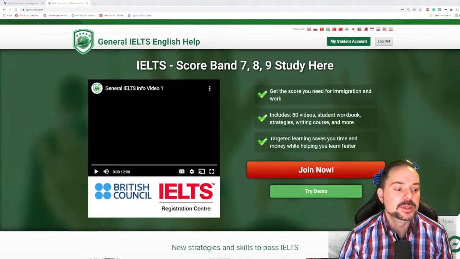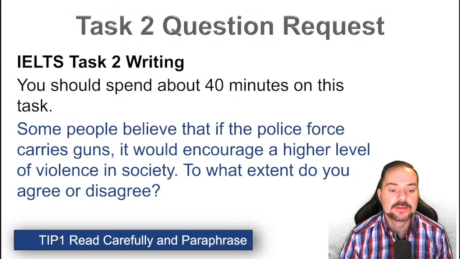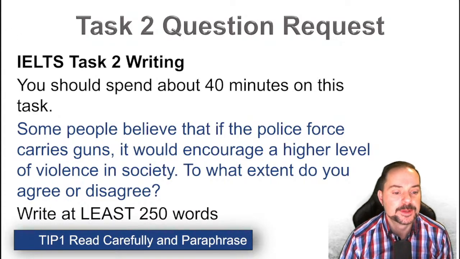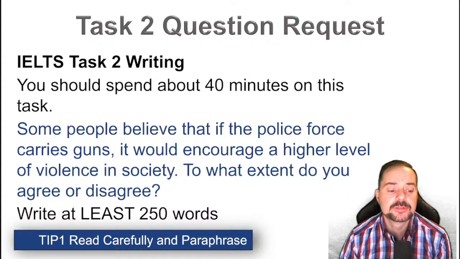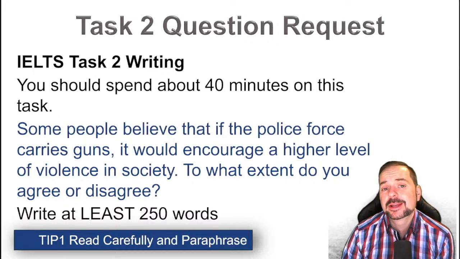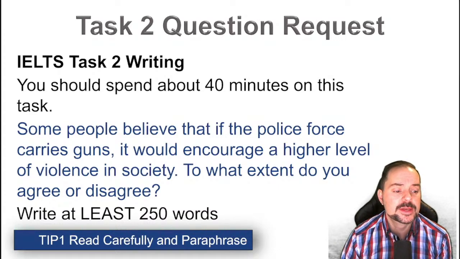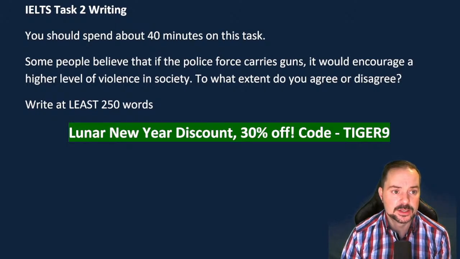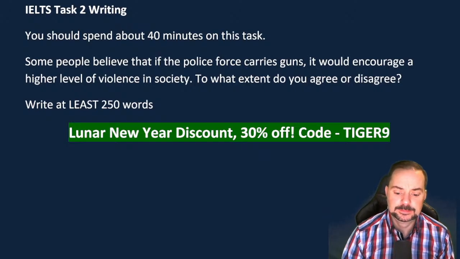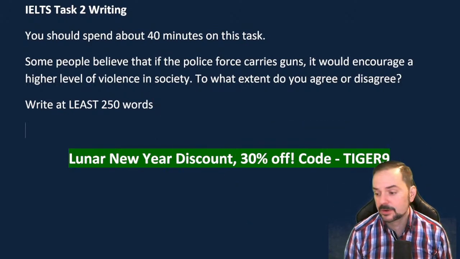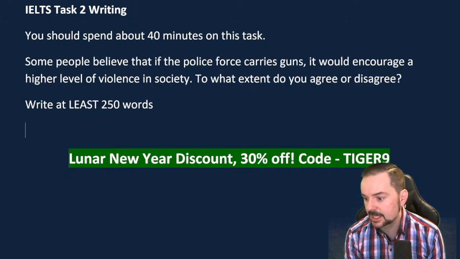And then here we have to write at least 250 words. Okay, so write at least 250 words. Again, read it carefully. I recommend reading the question twice, just so you're 100% clear on what's going on. And then the next step is to paraphrase. Okay, so you see the question here again, and step one when you're in your exam is to paraphrase.